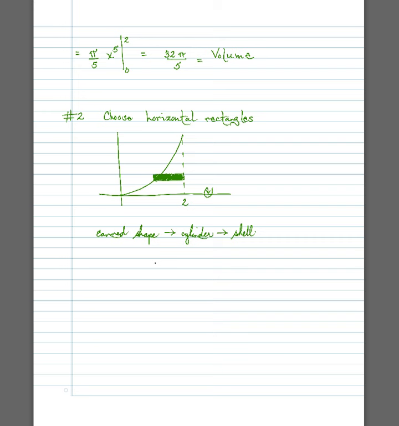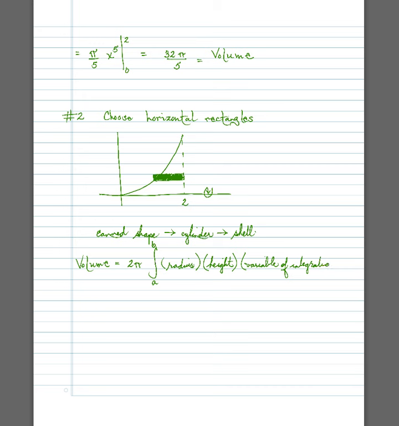Okay, so we get a shell, so we're going to use the shell method. So let's write down our formula for shell. Well, volume, according to shell, is going to be 2 pi times the integral from a to b of the radius times the height times the variable of integration, which we also know is our thickness.